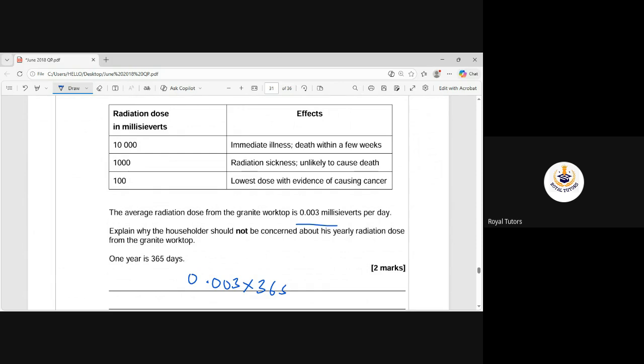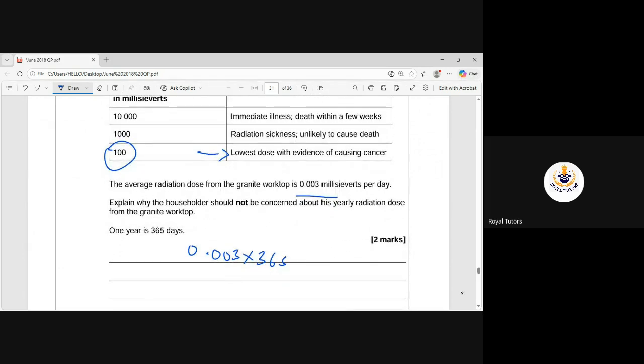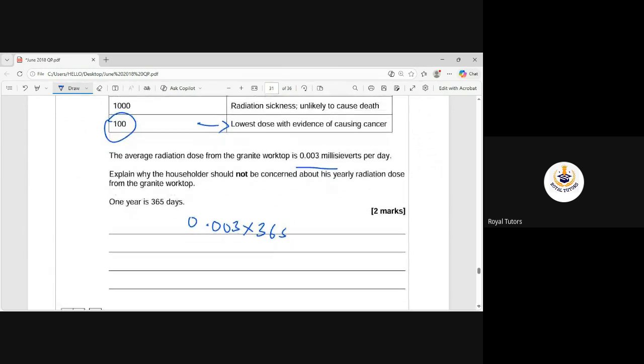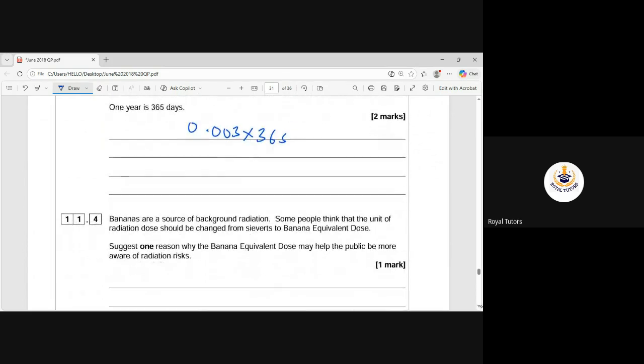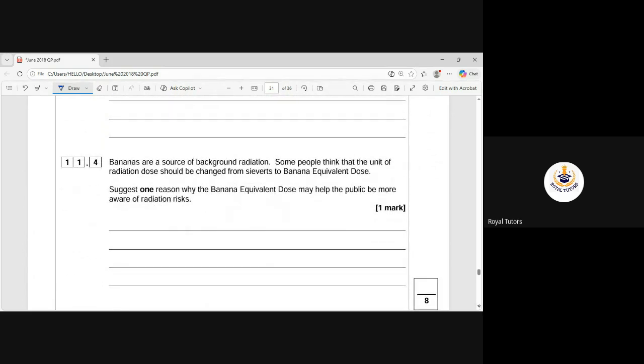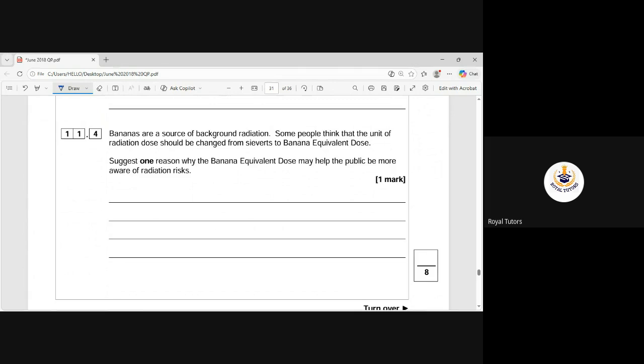It is less than 100, which is the lowest dose with evidence of causing cancer. So since the answer we've gotten is less than 100, the person might not have to actually be concerned about the yearly radiation dose from the granite workshop, because he or she might not actually be predisposed to the symptoms.